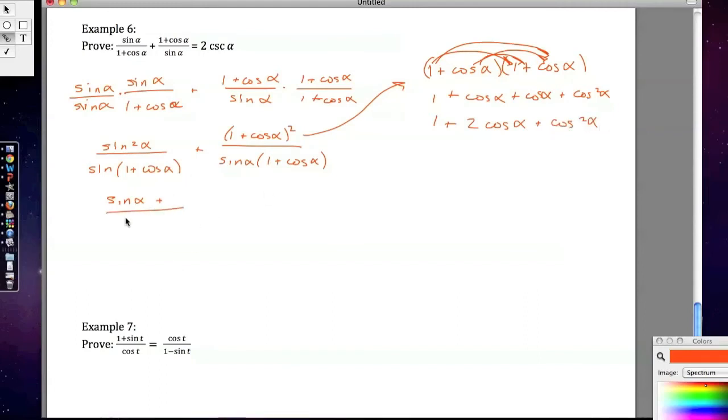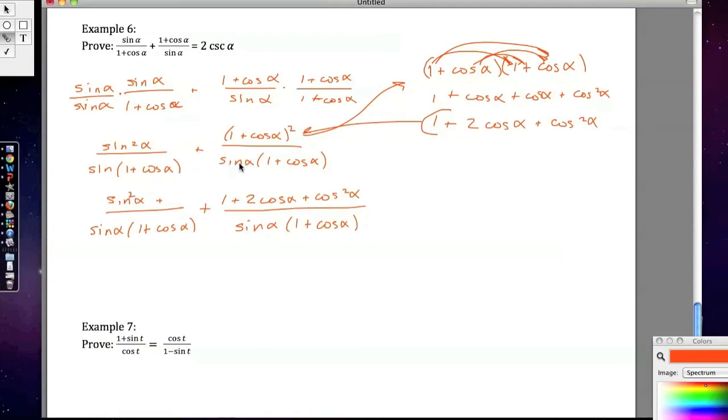And so when I come down here, I have my common denominator under here, sine alpha, 1 plus cosine alpha, plus, now this here is going to go in for this, so I have 1 plus 2 cosine alpha plus cosine squared alpha over sine alpha times 1 plus cosine of alpha. Whew. I'm tired from writing all that. I'm sure you are too. Let's recap. This is a sine squared up here, okay? Because it's from this fraction up here. We found the common denominator. I expanded this. Now, let's regroup.